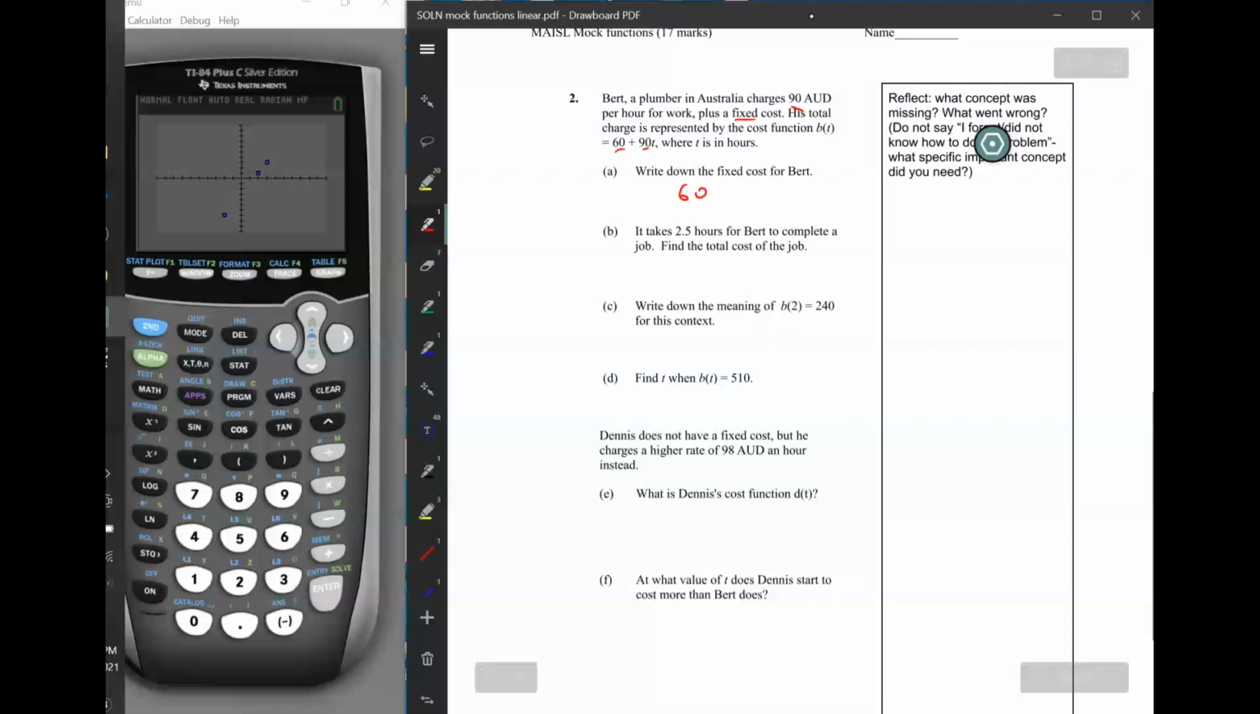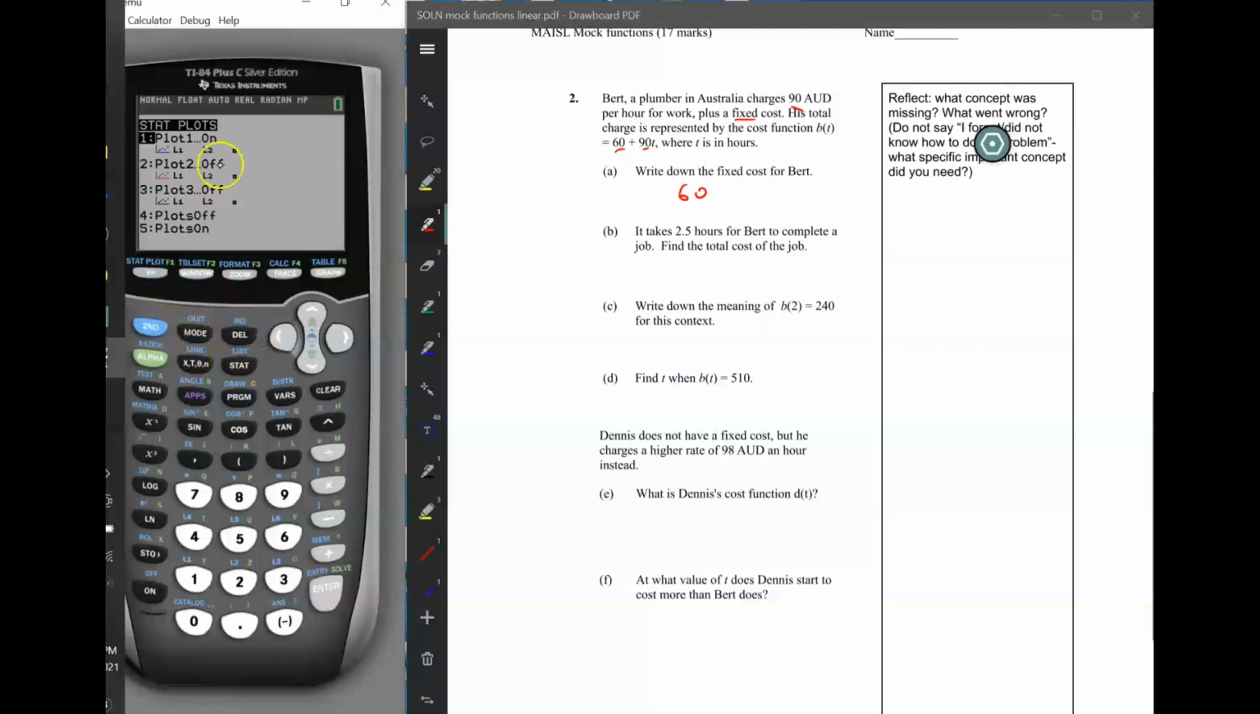It takes 2.5 hours for Bert to complete a job. Find the total cost of the job. Okay, so let's go back to the calculator, and I'm going to turn off my plotting of the stat edit data so I don't mess up my other graph. And now for y equals, I'm going to put the new function 60 plus 90x.